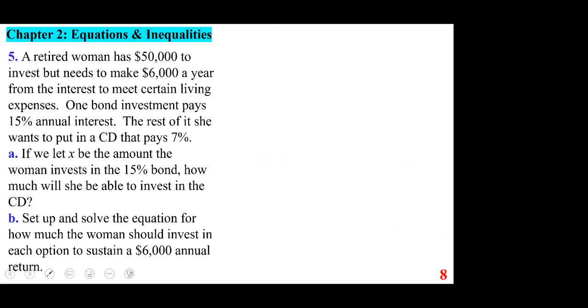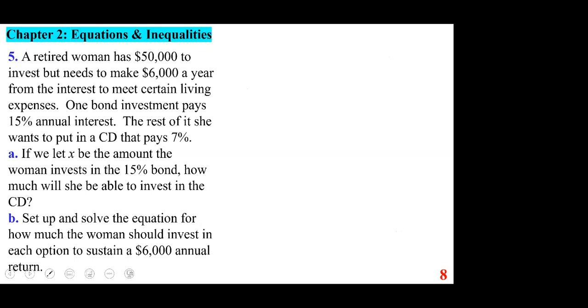Let's go to the next example. We want to look at an application. In essence, this is a mixture problem, if you will. A mixture problem because the total volume stays constant. A retired woman has $50,000, and that's the constant money we can't change. But she needs to make $6,000 a year from the interest to meet certain living expenses. One bond pays 15%. The rest of it, she wants to put in a CD that pays 7%.